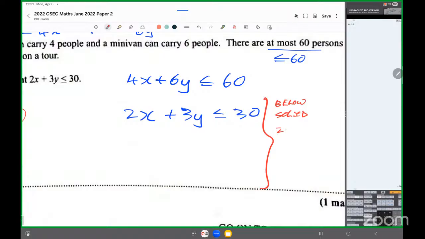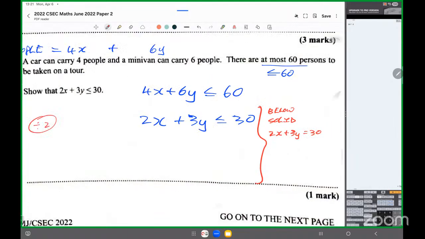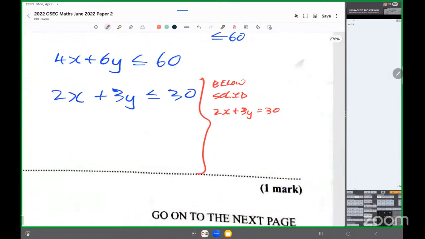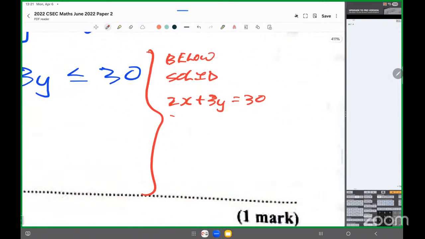That's 2x plus 3y equals 30 that we're going to draw. And we're going to want to get 2 points on this line quickly. How do we get 2 points on this line quickly? Watch this. You put in 2 points like this. One of them will give an x value of 0. The other one will give a y value of 0.